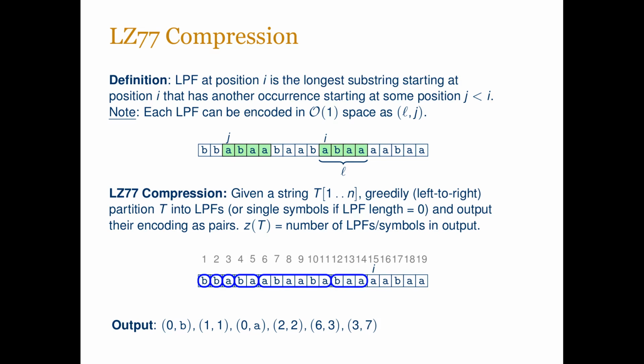Next, we look at position 15. In this case, the LPF has length 5, and an example occurrence starts at position 5. We thus append the pair (5, 5) to the output. This concludes the compression algorithm. The value of z(t) for this string is 7, as the output consists of 7 pairs.